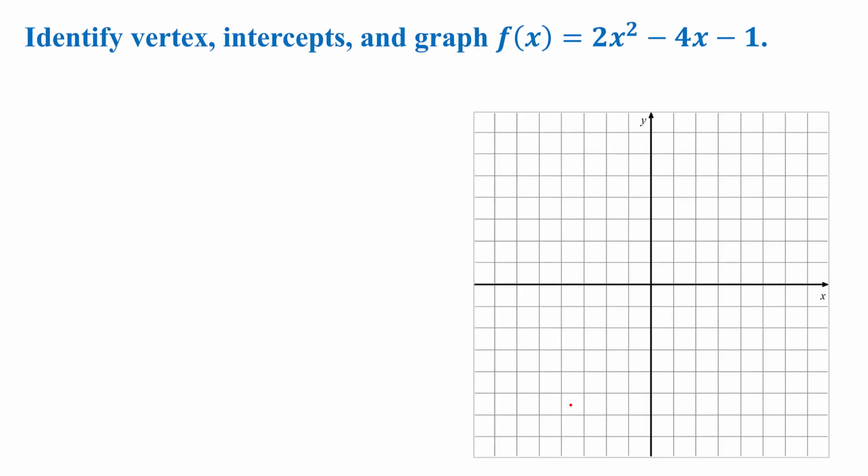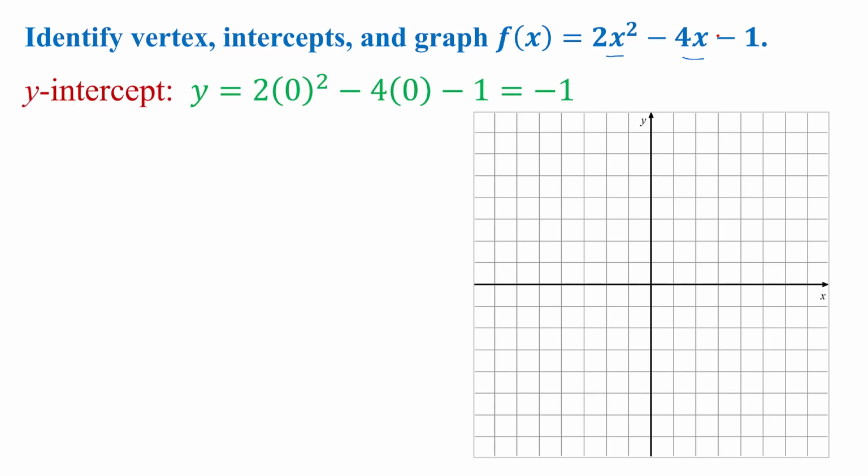Then we're still in this same problem where we identify the vertex and intercepts, and we've gotten the x-intercepts but not the y-intercept. So to find a y-intercept, we're going to set x equal to 0 here. So we'll have our y-intercept.